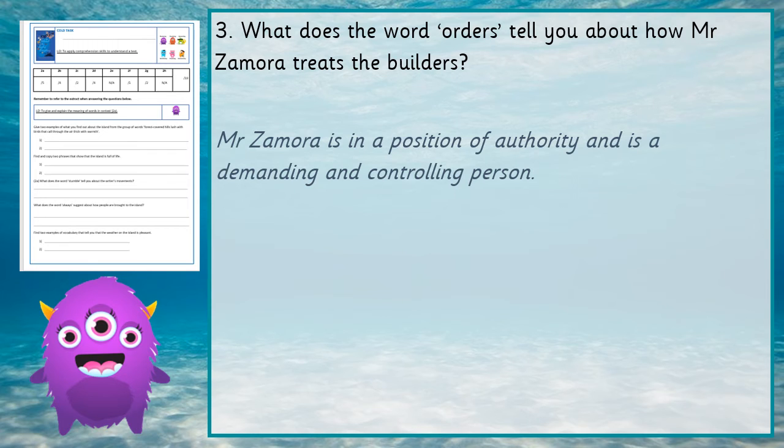Number 3, what does the word orders tell you about how Mr. Zamora treats the builders? So Mr. Zamora is in a position of authority and is a demanding and controlling person. So the word, when you're ordering somebody to do something, you are telling them you're in an authoritative position and you're being quite demanding and controlling. So you're telling them exactly what you want them to do. So that's what it tells you about Mr. Zamora and how he treats the builders, is that he's quite demanding. He doesn't really care about what they want to do. He is demanding and he's telling them what to do.